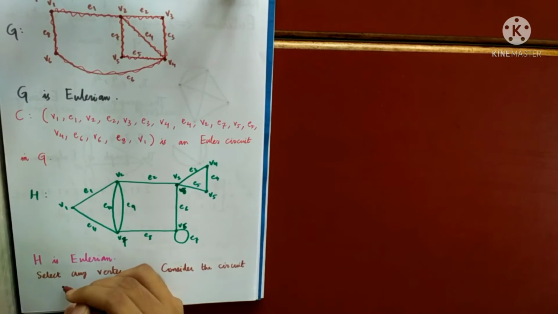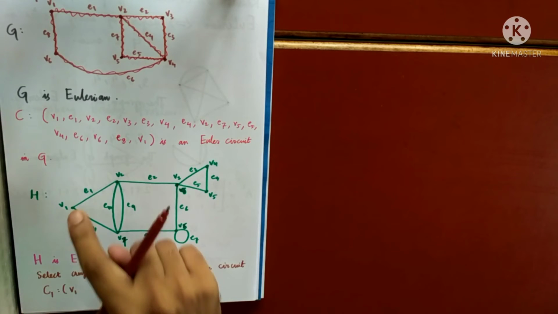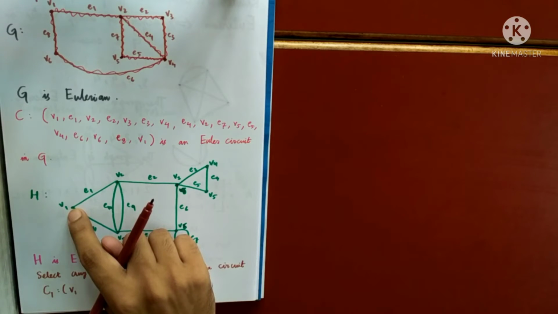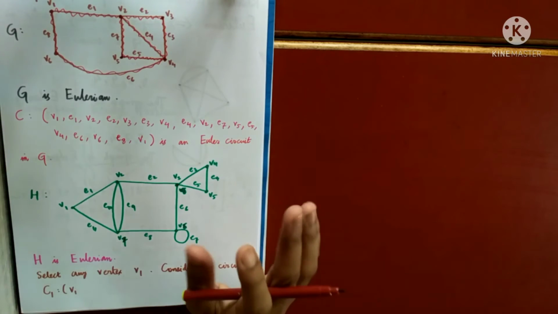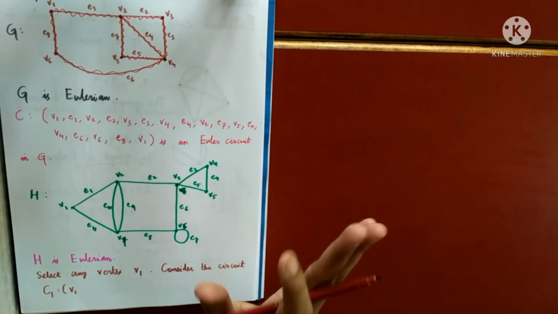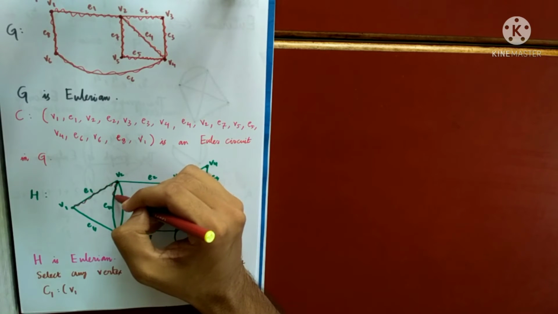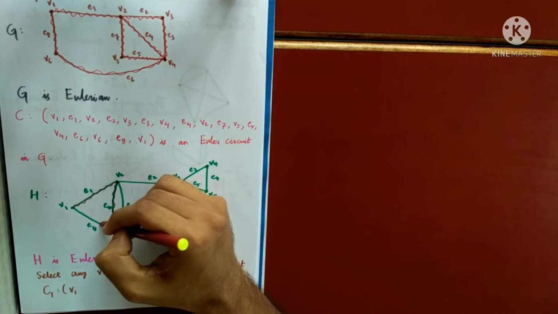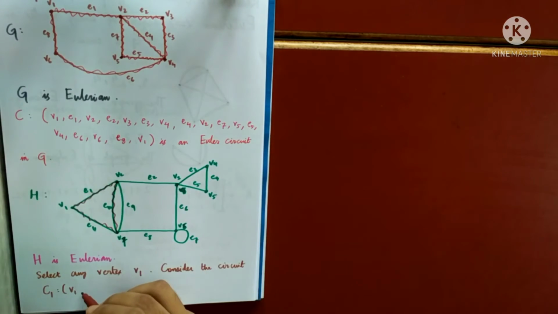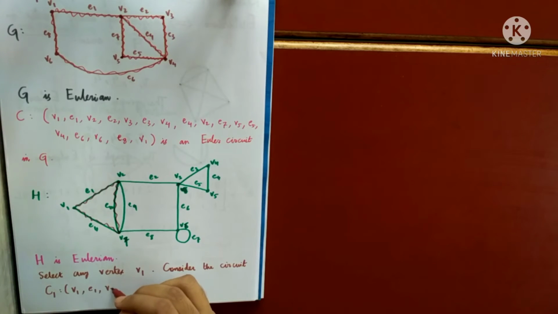So with this V1, you find a circuit. Suppose I am calling this circuit C1. You find a circuit that starts at V1 and ends at V1. It may not contain all the edges. So suppose I am taking this circuit into consideration. I have obtained a circuit which starts at V1 and ends at V1.